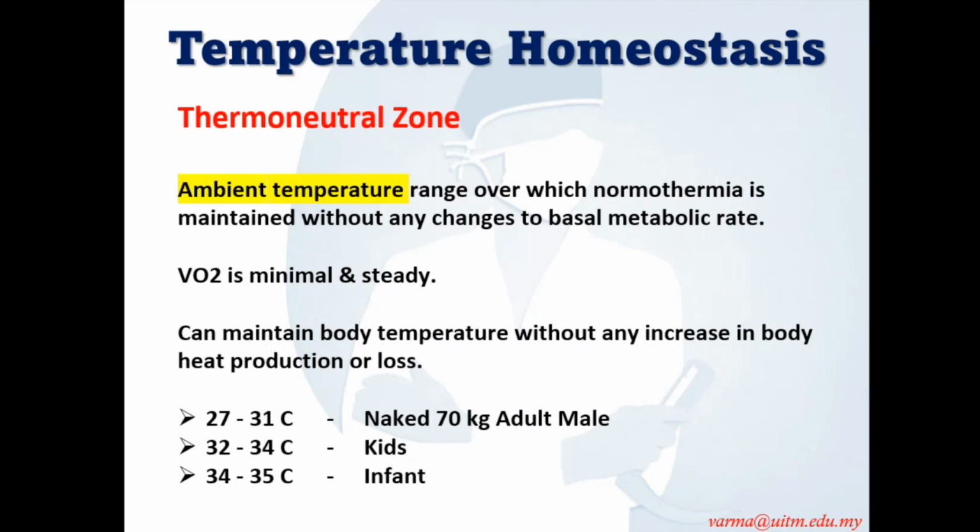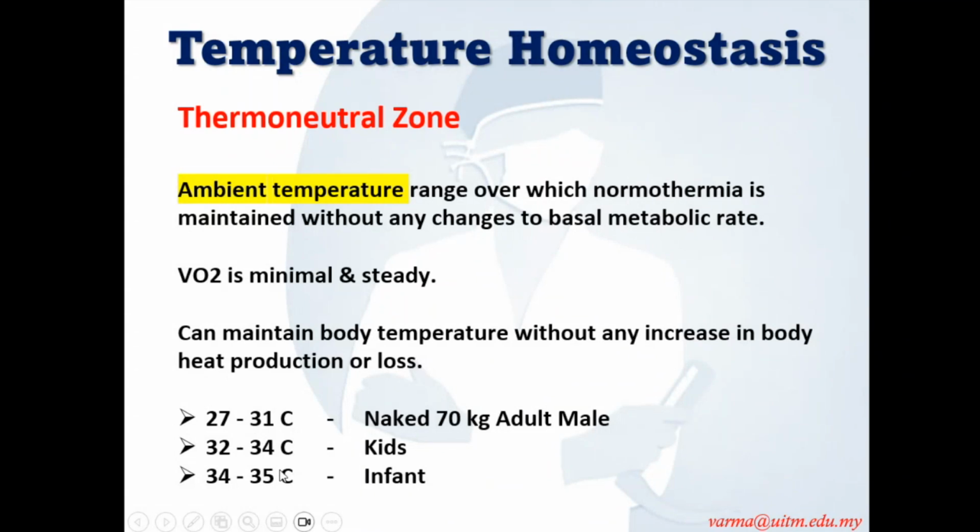Otherwise, your body will start your thermoregulatory mechanism, your basal metabolic rate will go high, and you will use oxygen more. So in an adult male, it's 27 to 31 degrees, a gap of 4 to 5 degrees Celsius. In kids, it's 32 to 34, around 2 to 3 degrees Celsius, but at a higher temperature range. In infants, it's even higher, 34 to 35 degrees Celsius, a gap of only around 2 degrees Celsius. These are the values that you have to remember.